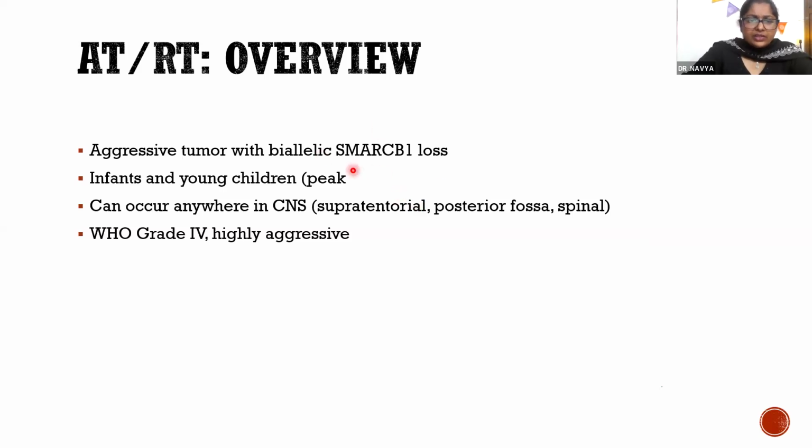Because of this gene loss, it is biallelic SMARCB1 that we see. We had a child whom we got this tested, and she was positive. Of course, she did not survive. These tumors can occur anywhere. The one we had was mostly supratentorial, never in the posterior fossa, but still she had very rapid progression. And as I told you, she had multiple episodes of hemorrhages.